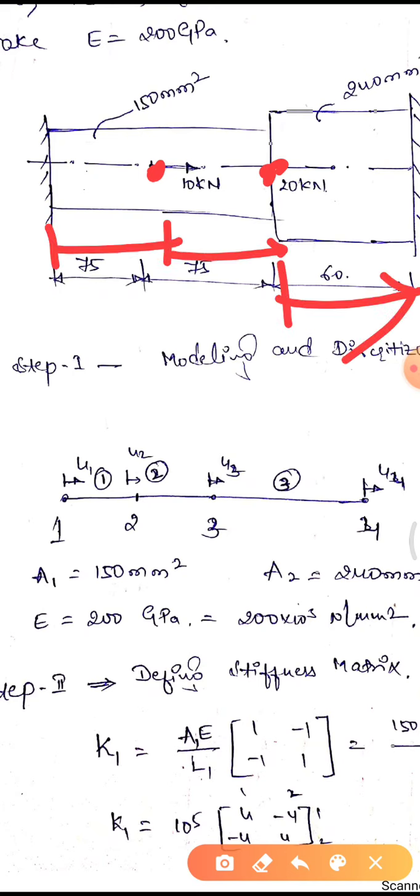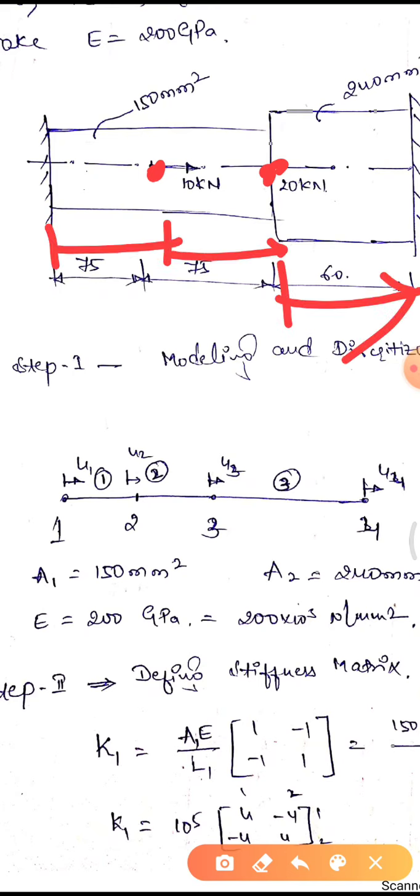Next, the second step. Here in the given data, A1, the area of this element, is 150 mm square, and the area of this one is 240 mm square. Next, Young's modulus is given as 200 gigapascal, which we have written as 200 into 10 raised to 3 Newton per mm square. Once we write all these things and finish discretizing and modeling, next we need to define the stiffness matrix for each element.